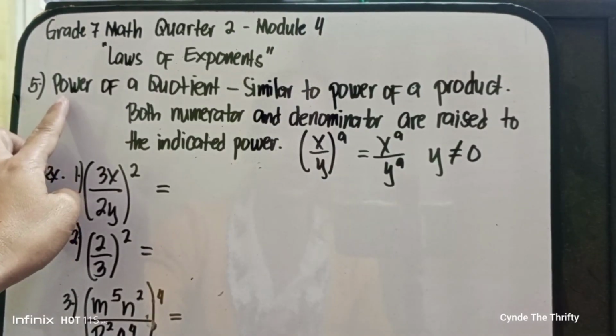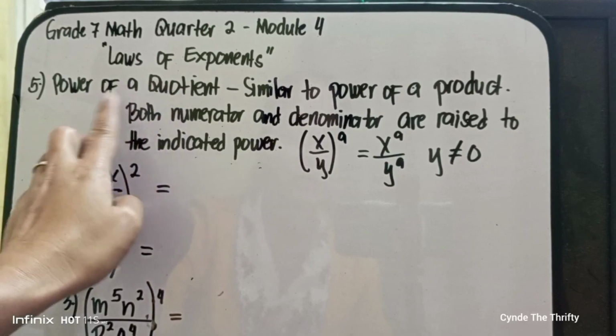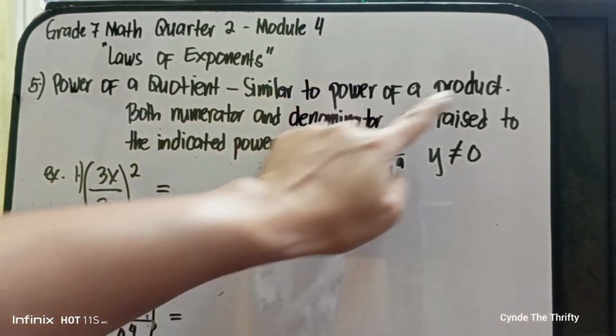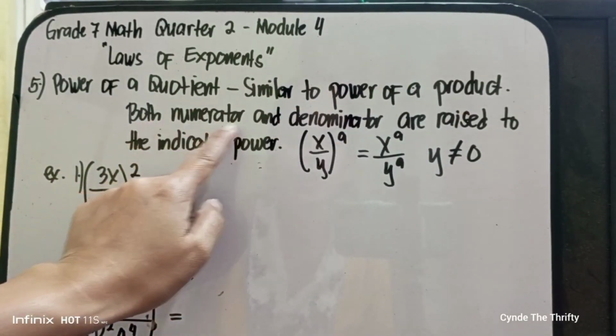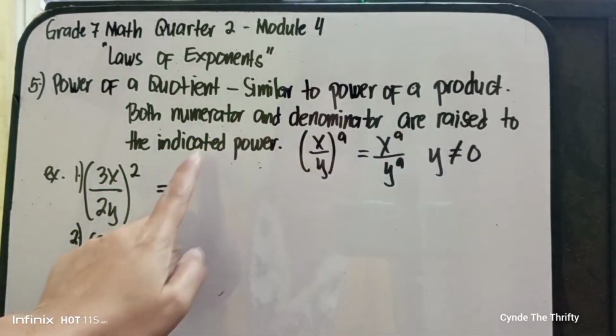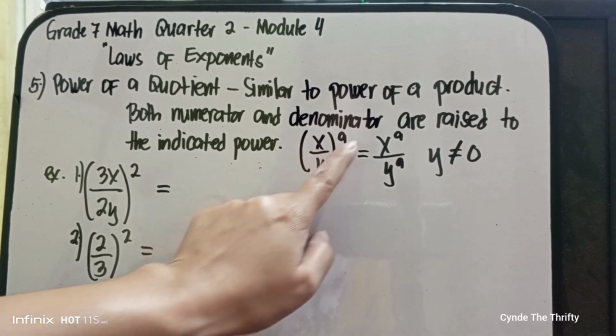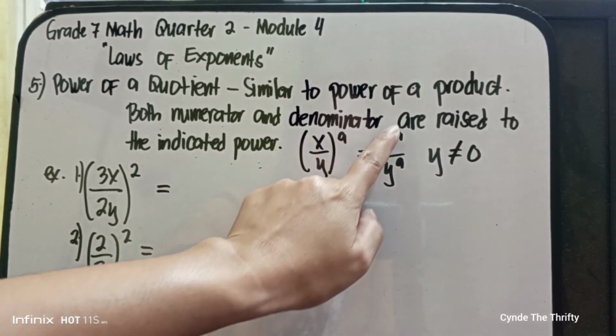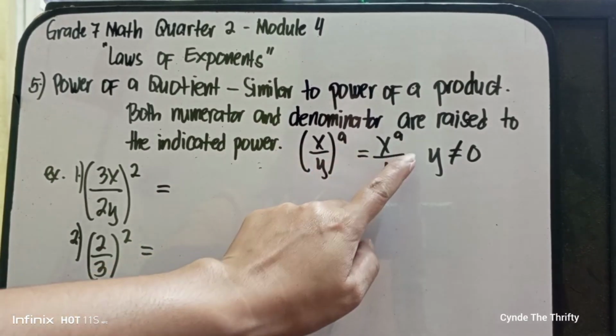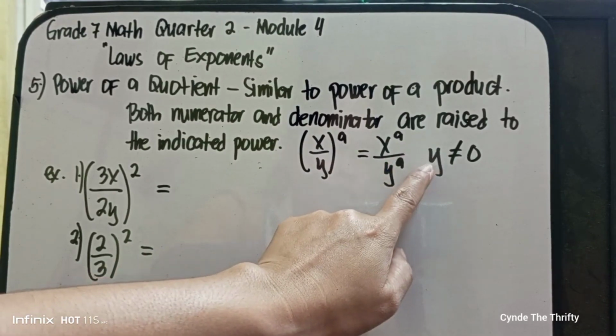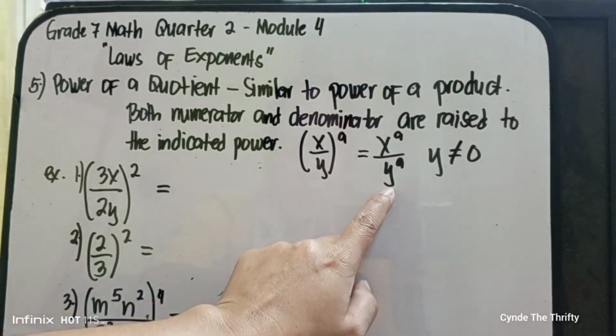Last law is power of a quotient. So, power of a quotient is similar to power of a product. Both numerator and denominator are raised to the indicated power. So, for example, x divided by y raised to the power of a. So, x raised to the power of a over y raised to the power of a, whereas y is not equal to 0. So, si y hindi siya equal to 0.